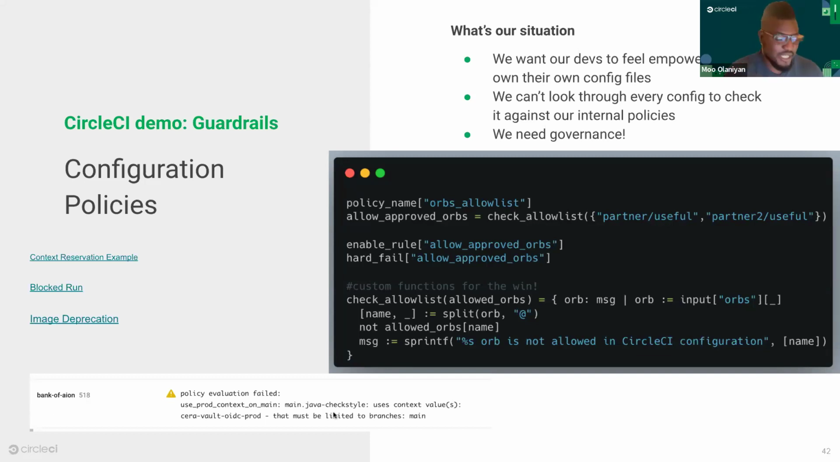But they have come across this error, and here's a good example right here, policy evaluation failed, right? Now, what does that mean? It means, and it's what we call a hard violation in CircleCI. A hard violation stops the pipeline dead in its tracks before it even begins, right?